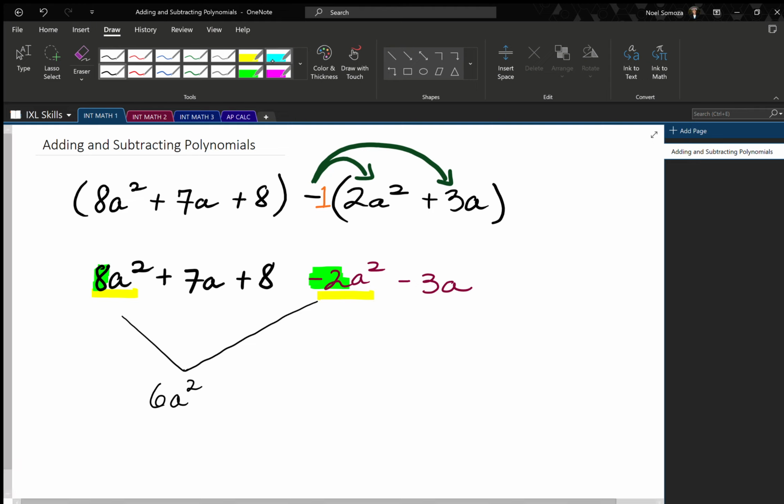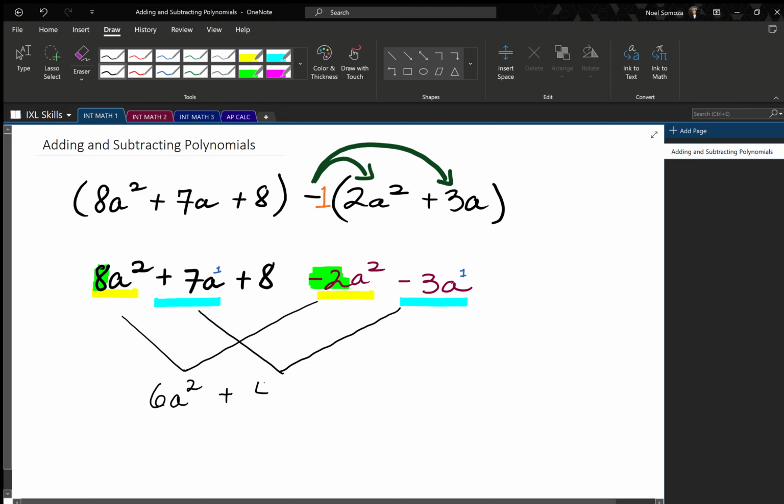Okay, then I'll look for the next set of family members and I notice that I have 7a and negative 3a. Why are they family members? It's because they both have a, but a does not have a power, or at least it's not a power that we can see. All right, typically there's a little invisible power of 1, but we usually don't write it because we don't need it. So what I can do then is combine these two terms. So I can combine the positive 7a with a negative 3a. So 7 minus 3, that's going to give us positive 4. Positive 4 what? Positive 4a.